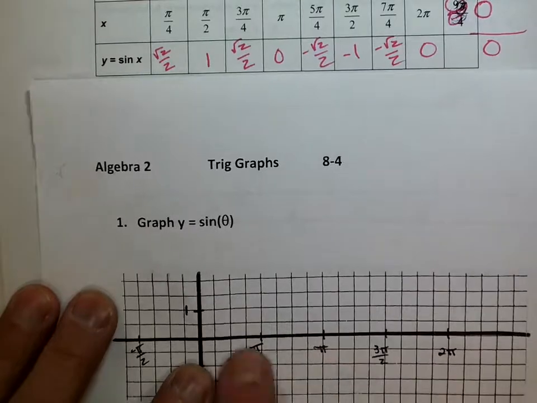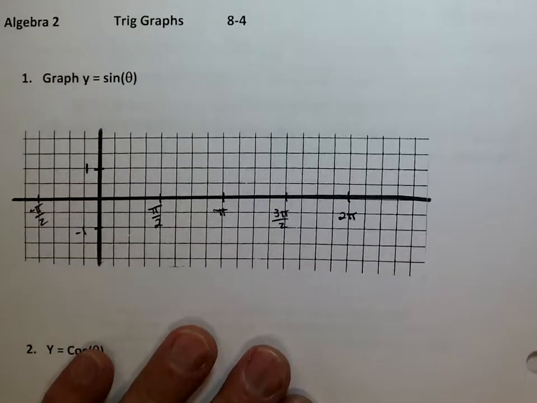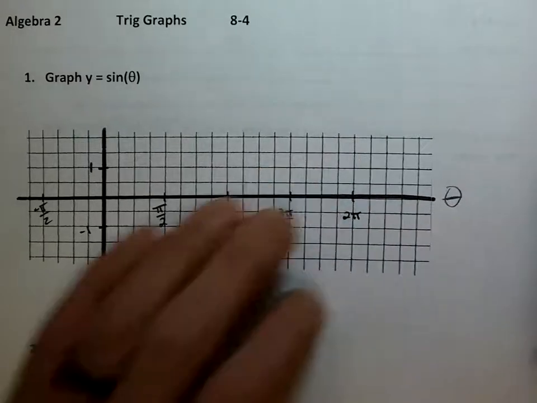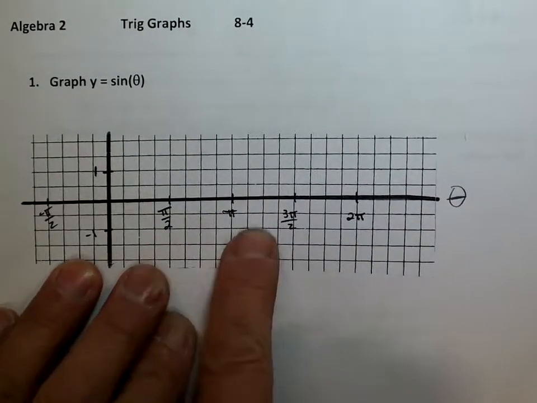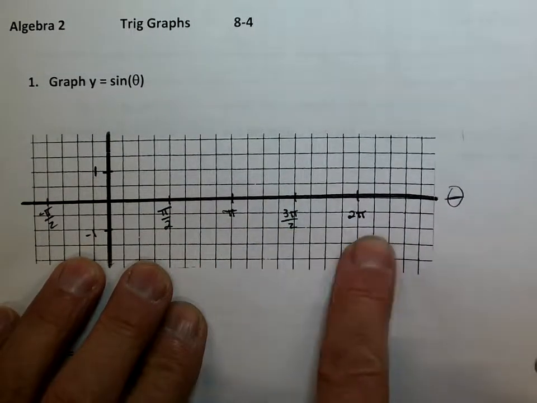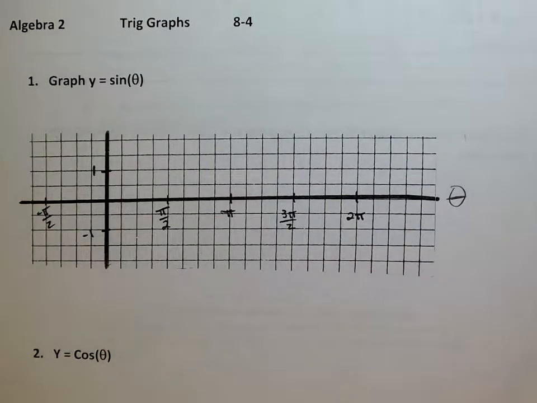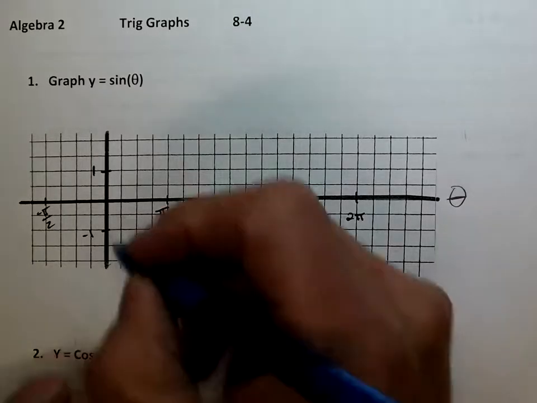These are my angles, so we can call this theta, okay? And my angles are going to go pi halves, pi, 3 pi halves, 2 pi. So that's going around the circle, right? I'm going to add some just because it's going to make it a little bit better for me. So the ones I want to add are pi fourths.